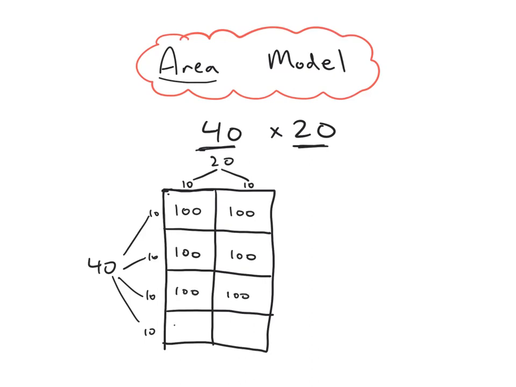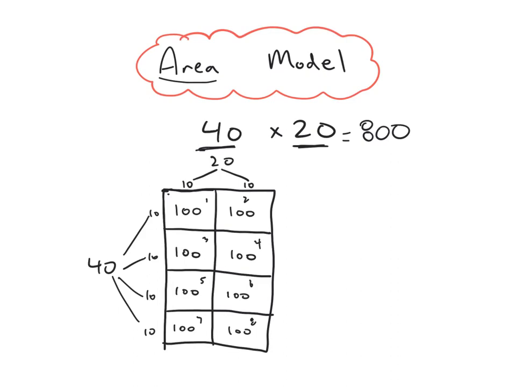So if I know that, I can fill in the hundreds here because each one's 10 by 10. And I can simply count the number of 100 squares I have inside. So I have 1, 2, 3, 4, 5, 6, 7, and 8. So I know I get my answer of 800.